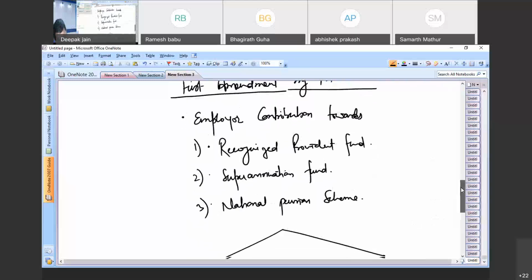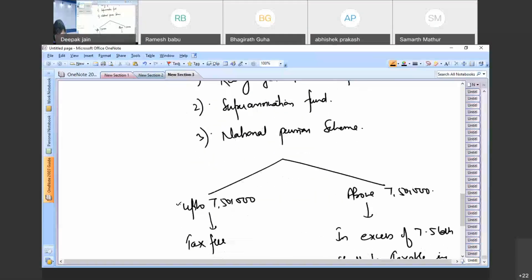Prior to Finance Act 2020, there was no upper cap of 7.5 lakh. The upper cap of 7.5 lakh is introduced by Finance Act 2020. Upper cap is applicable on three types of funds: recognized provident fund, superannuation fund, National Pension Scheme, popularly known as NPS. Contribution up to 7.5 lakh is tax free. Above 7.5 lakh, the excess shall be taxable.